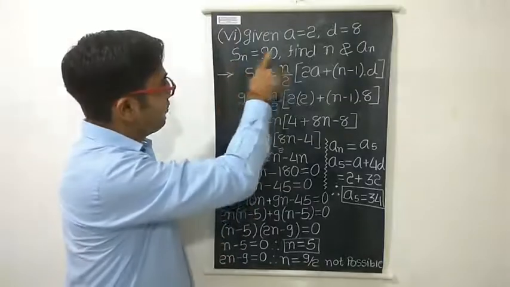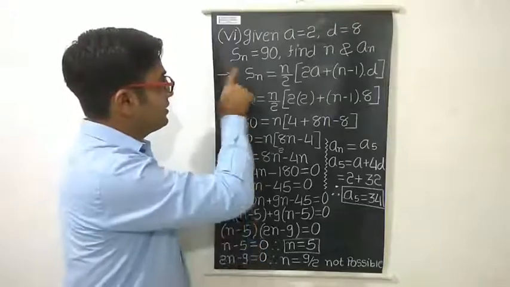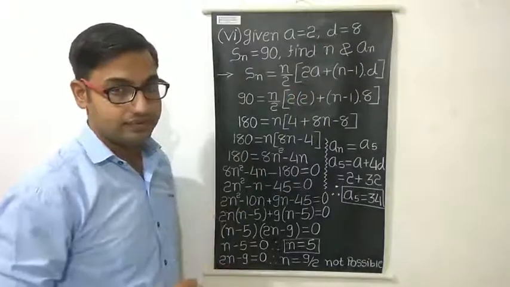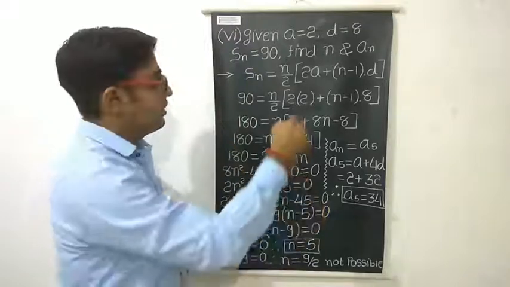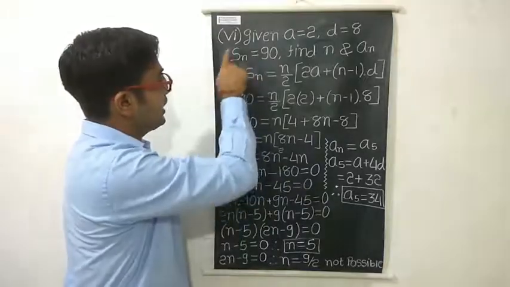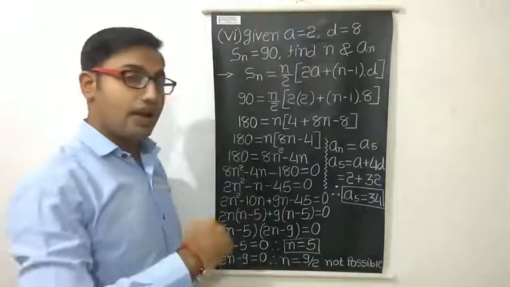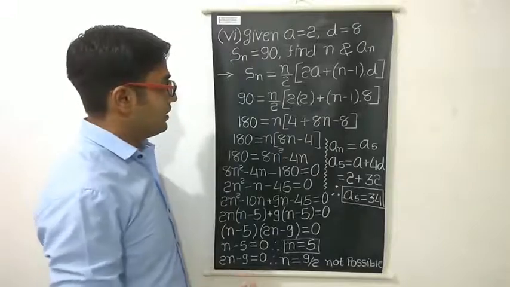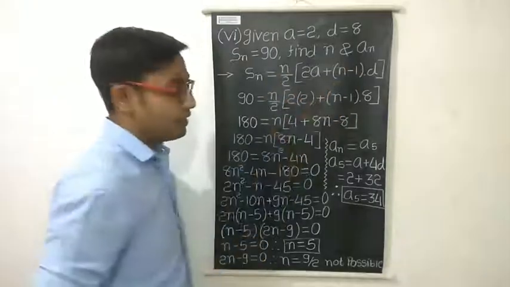In this we are given a is equal to 2, common difference is equal to 8, Sn is equal to 90, find n and an. Here we are given the sum of the first n terms that is equal to 90, but we don't know how many terms are added here, right? So we have to find the value of n, and from that we can find the value of an. So obviously we have to use the formula of Sn, that is equal to n by 2 into 2a plus n minus 1 into d.